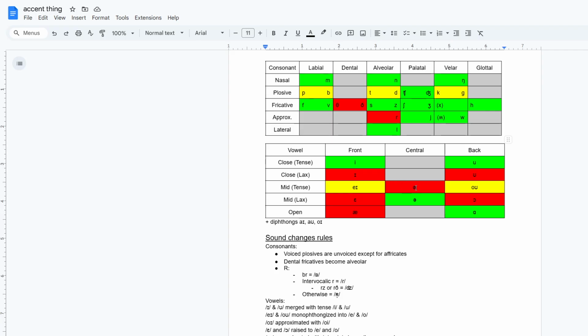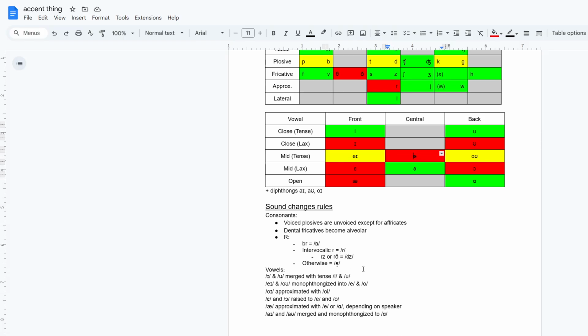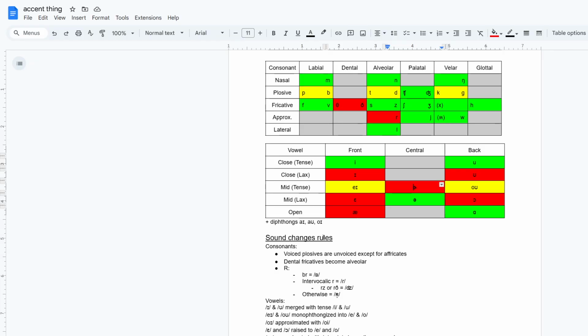The rhotic schwa just turns into the sequence ra, so ara. And then, yeah, what else? A is approximated with either a or ah, depending on the speaker. And I and ow are merged together to be like ah, and monophthongized back to ah. So that's the main things. I might have forgotten like one thing. My bad if I did.